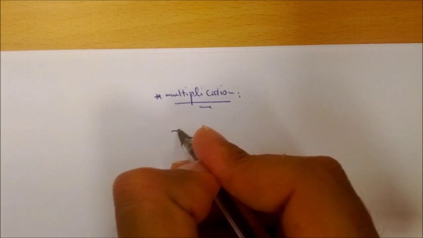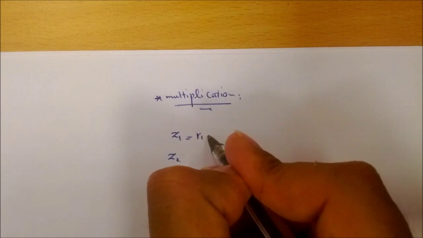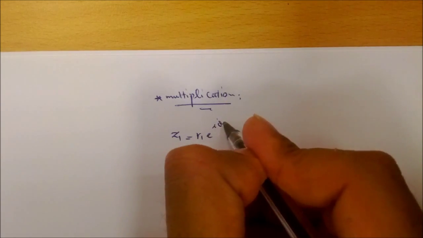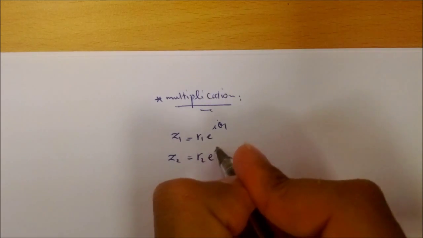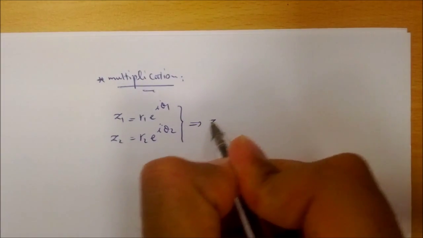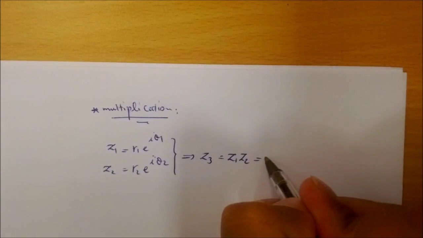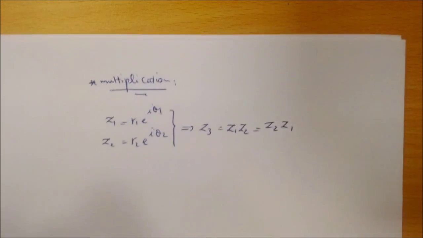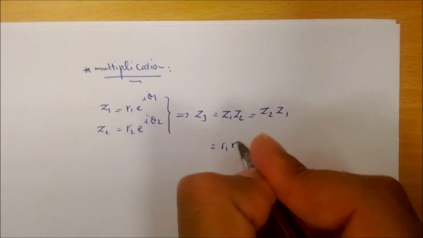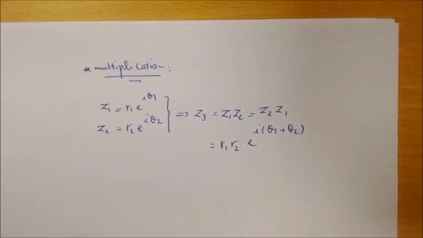If I consider two complex numbers z1 and z2 with their polar representations as r1 e to the power of i theta 1 and r2 e to the power of i theta 2, the multiplication z3 of these two complex numbers, z1 times z2 or z2 times z1, will be r1 r2 e to the power of i (theta 1 plus theta 2).